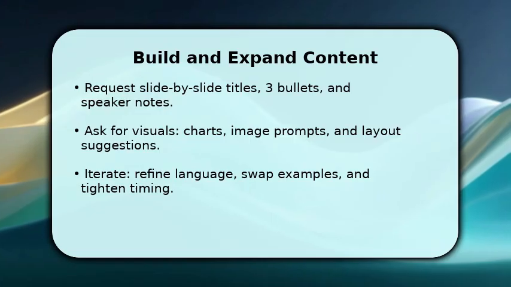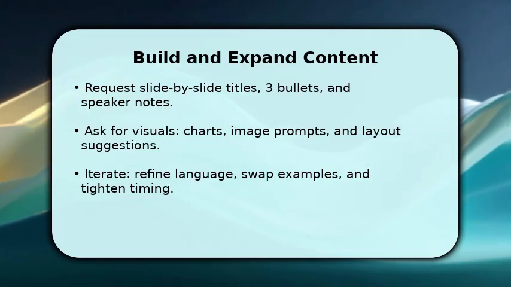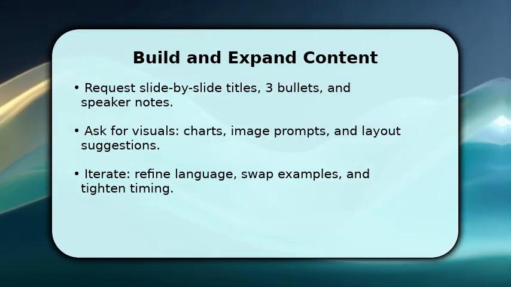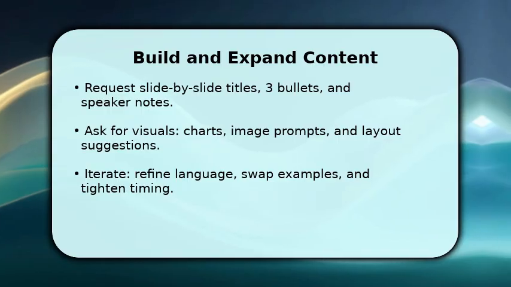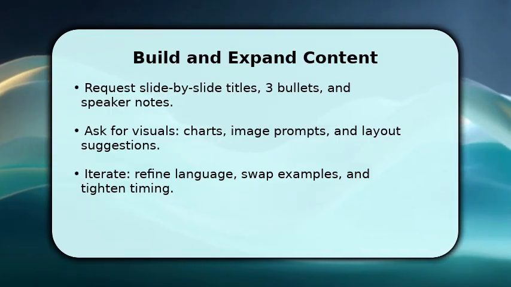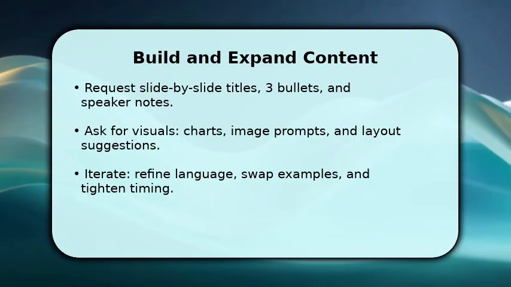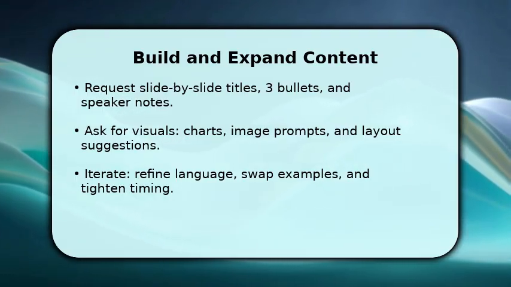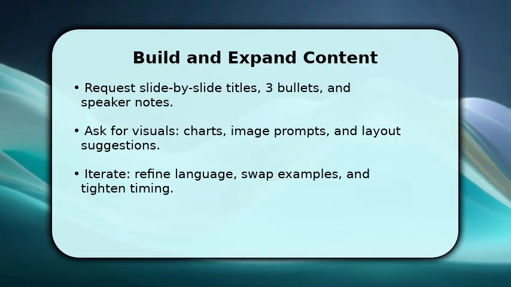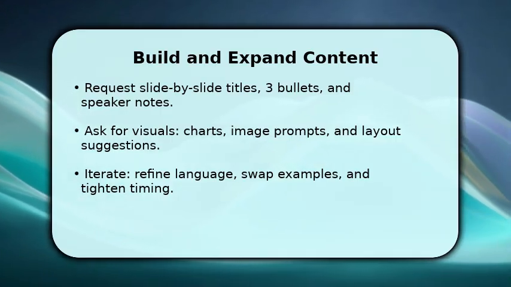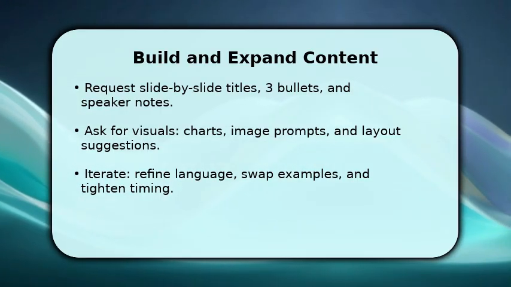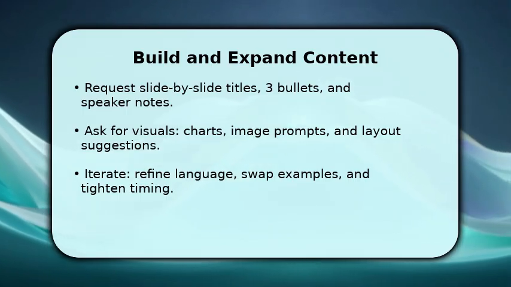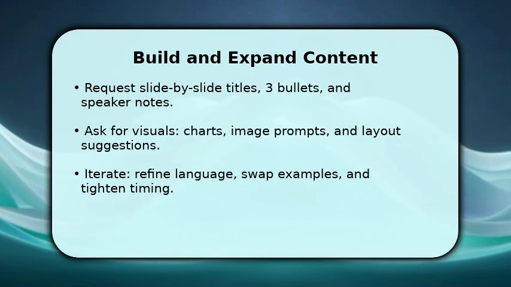Once you have an outline, prompt ChatGPT to draft each slide with a title, 3 visual-ready bullets, and concise speaker notes. Make sure to request specific visuals, bar chart data, image prompts or icons, and specify aspect ratio and theme. Then iterate. Ask ChatGPT to simplify language for clarity, replace jargon with concrete examples, and trim text to fit a 16:9 layout. By refining in short cycles, you convert a rough draft into presentation-ready slides quickly and with consistent voice.